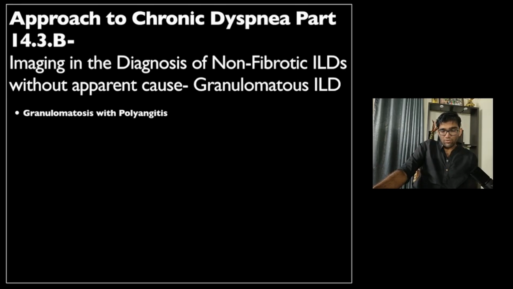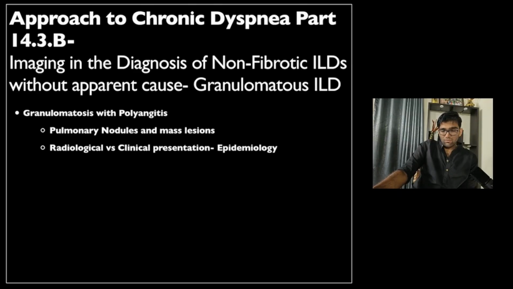We'll start with granulomatosis with polyangiitis. We'll talk about the presence of pulmonary nodules and mass lesions in GPA. We'll talk about how the radiological picture and the clinical presentation color the way we interpret the clinical presentation of the patient. We'll talk about imaging findings that result from angiocentricity.